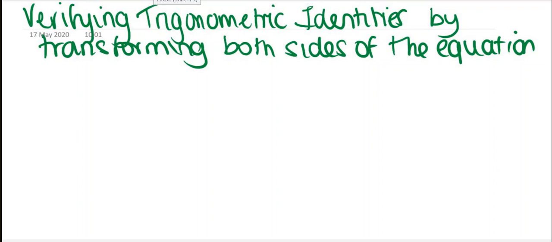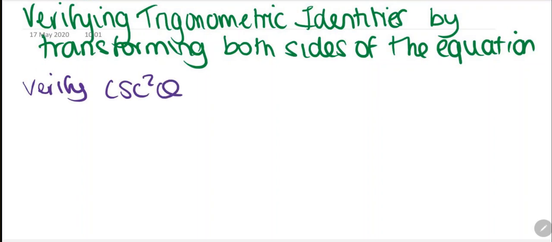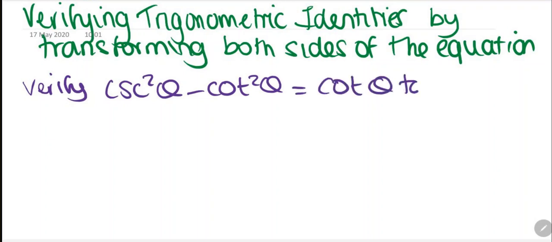Okay, we're looking at verifying trigonometric identities, but this time we're going to be transforming both sides of the equation so we can show that the left-hand side is equal to the right-hand side. So the first question we have, we need to verify that cosecant squared theta minus cotangent squared theta is equal to cotangent theta multiplied by tan theta. So this is our left-hand side, and this is our right-hand side.